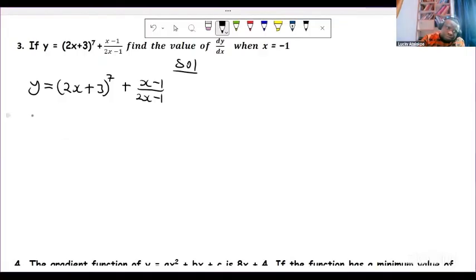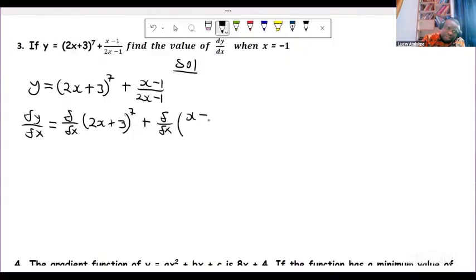So dy/dx means if I differentiate this, if I do d/dx of (2x plus 3) to the power of 7, then plus, if I do d/dx again, of (x minus 1) over (2x minus 1). Good. So let's continue.